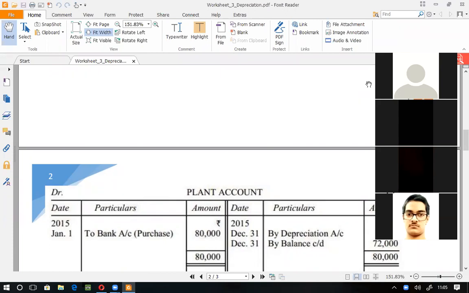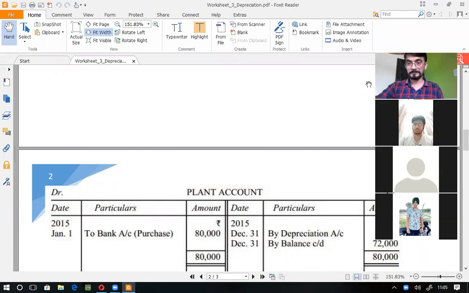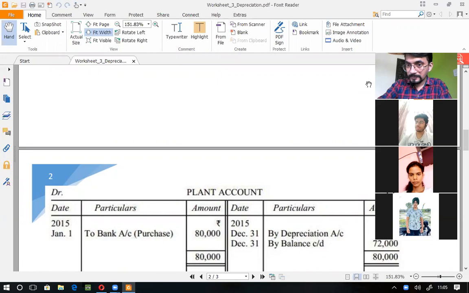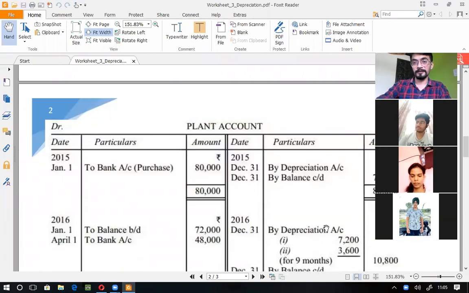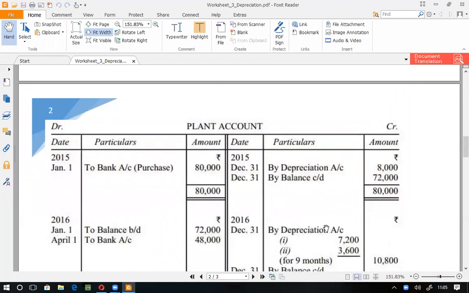48,000 into 10 upon 100 into 9 upon 12, we got 3,600. Very good, beta. So this way we'll write it into our notebook. You should also learn the way how to write it.